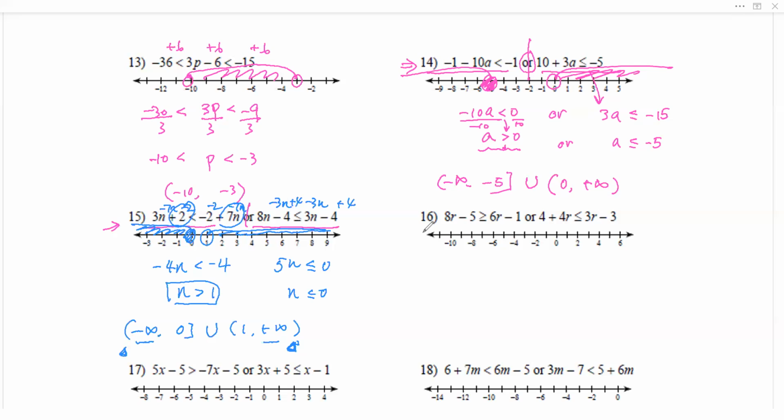All right, number 16. Here, actually, it makes two parts as well, same as number 15. All right, see the left part first. Both sides minus 6r, both sides plus 5.